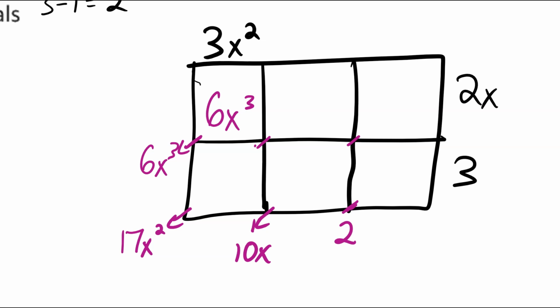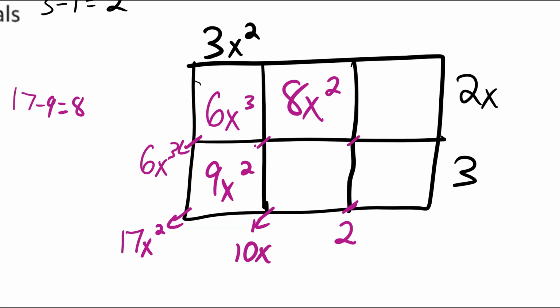Now, 3x squared times 3 would be 9x squared. But I want that diagonal to add up to 17. So I think about that, well, I've already got 9. If I added 8 to that, that would add up to 17. Again, if you're not sure, you could always just do a subtraction problem off to the side, and that'll get you that coefficient. Now I ask myself, what do I multiply 2x by to get 8x squared? Well, 2 times 4 is 8, and x times x is x squared.